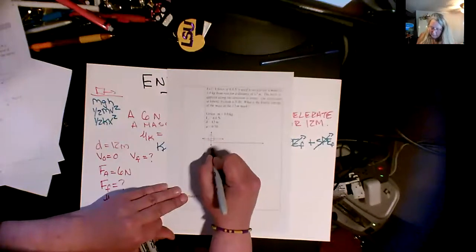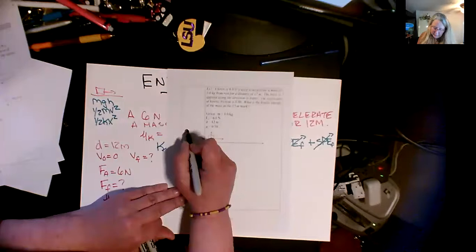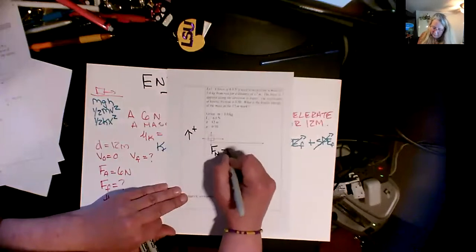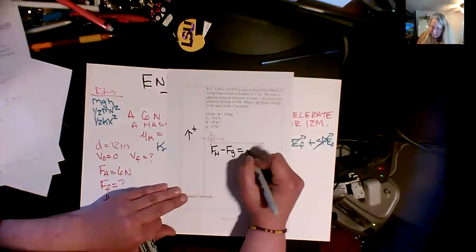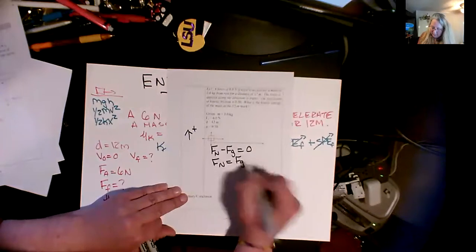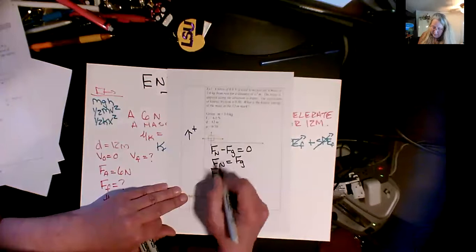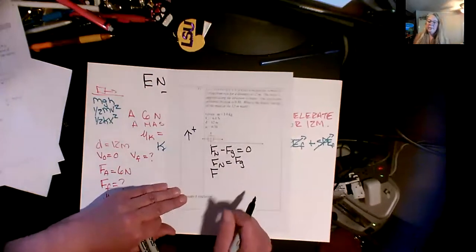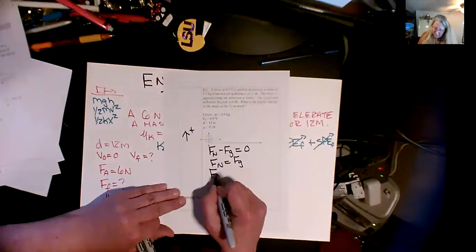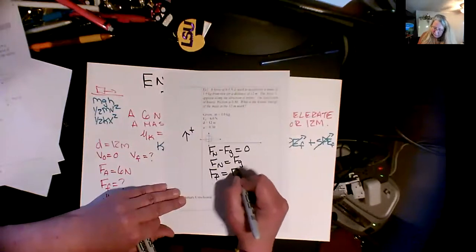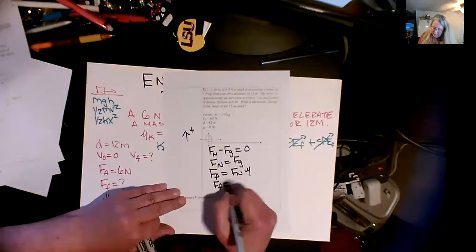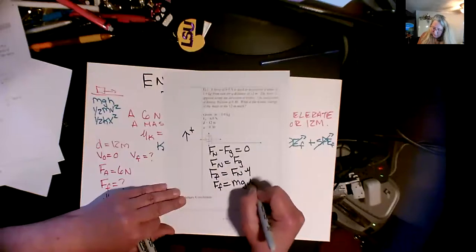So let's see, my force, I go up is positive. I have force normal minus the force of gravity equals 0. So force normal equals the force of gravity. So now I'm totally legit here. There's nothing else acting in that direction. So I am legit to say force friction equals the force normal times mu, or the force of friction equals mg mu.